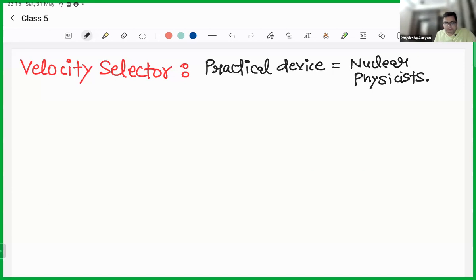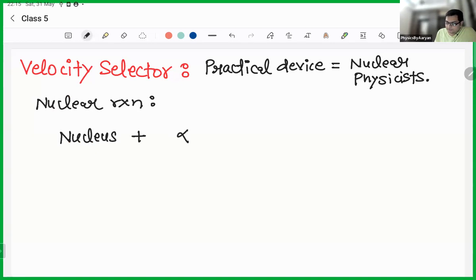So the velocity selector is a very practical device. What does it do? Let's say I am doing some nuclear reaction. Let's take an example. Let's say I have a nucleus, and now I want an alpha particle to come and hit the nucleus with a very high speed.